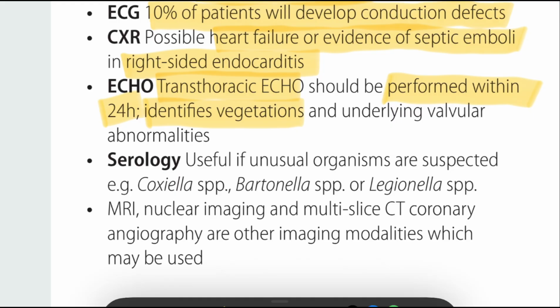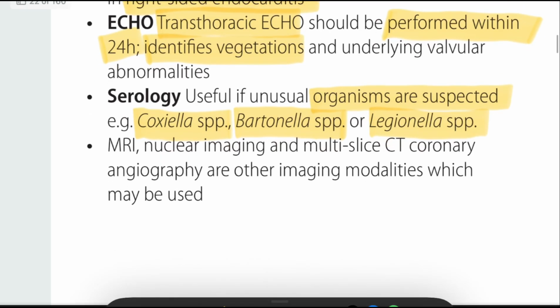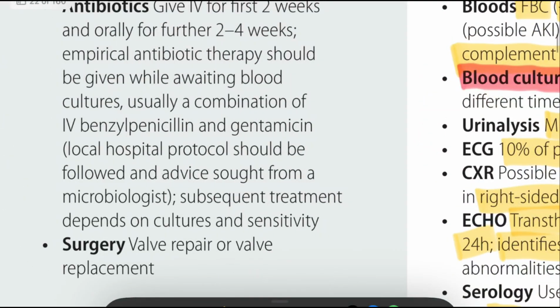Echocardiography shows the main findings like vegetations, valve destruction, abscess, regurgitation and this type of thing. Next, serology. Serology is useful if unusual organisms are suspected, for example Coxiella, Bartonella or Legionella. Then MRI, nuclear imaging and multi-slice CT coronary angiography are imaging modalities which may be used.